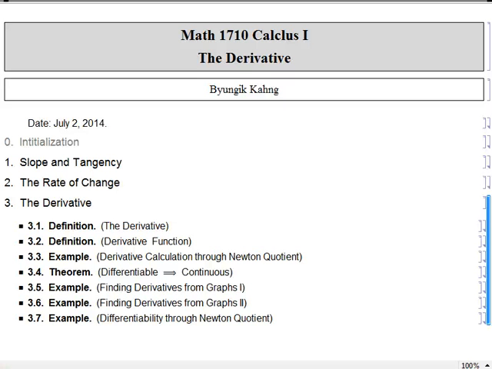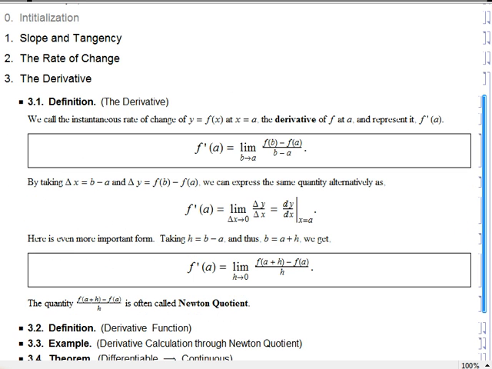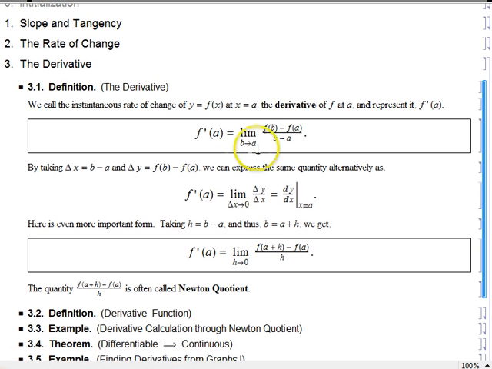Finally, are you ready? Okay, probably not, so let's review the definition of the derivative.